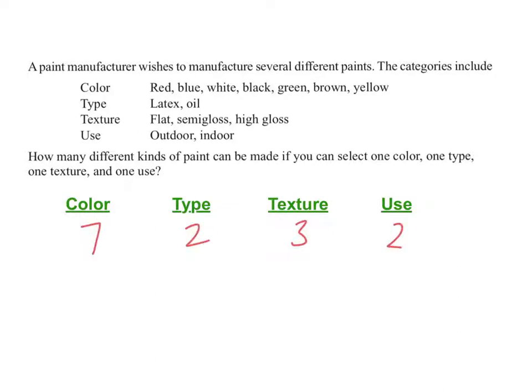Okay, so in a counting problem like this, where you're given so many different types, all you've got to do is plug those numbers into each slot, each category. Slot's the best way. And then what are we going to do with them? Multiply them.